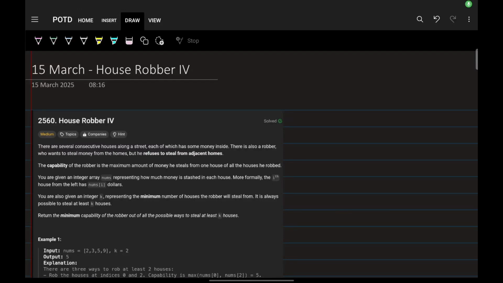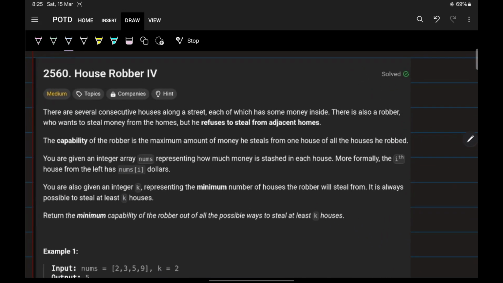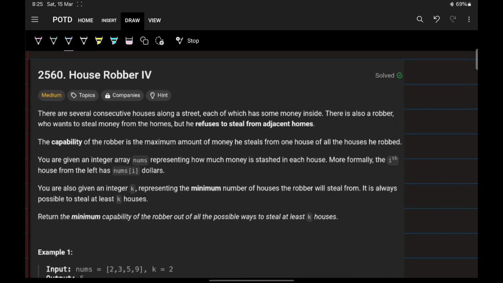So hello guys, today's LeetCode problem is House Robber 4. So basically this is the same problem that we solved yesterday. If you have solved yesterday's LeetCode POTD, trust me, it is going to be the same level of problem and the same approach to solve it. So let's understand what the problem is saying.